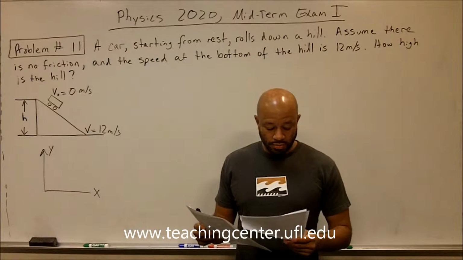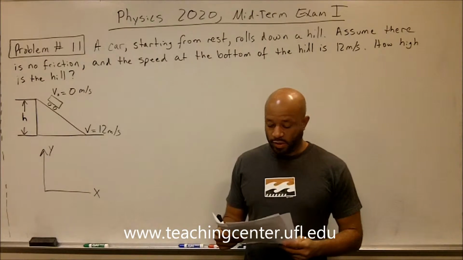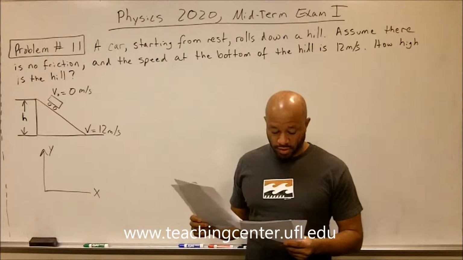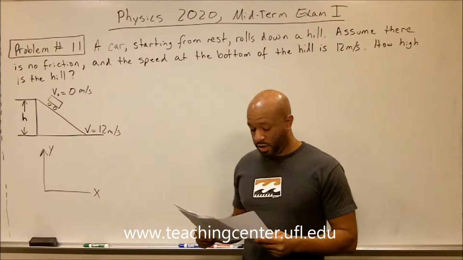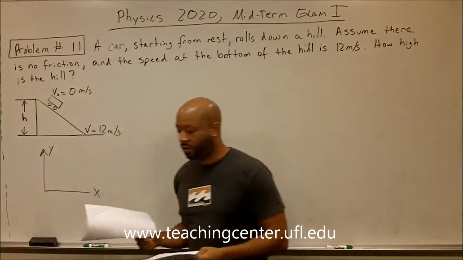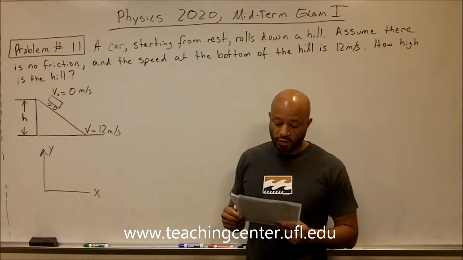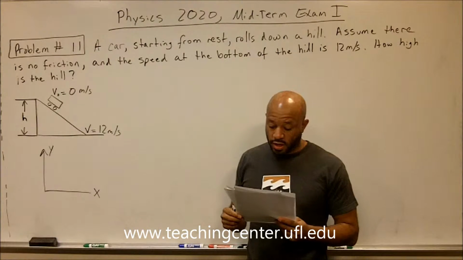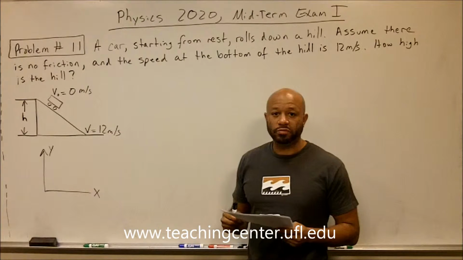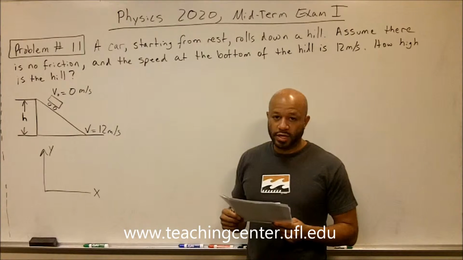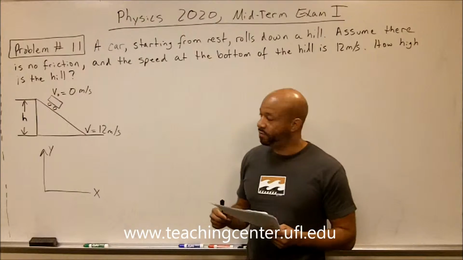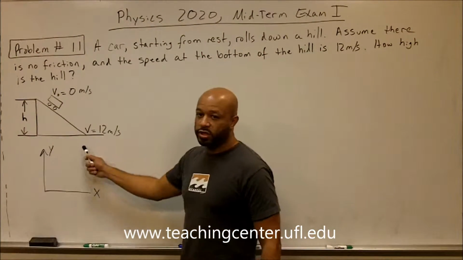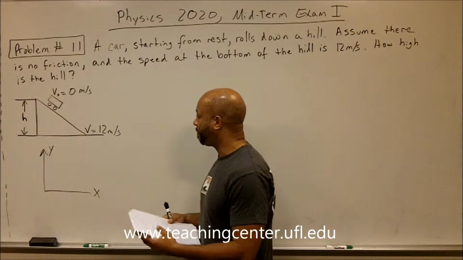So I'm going to work through problem number 11 for Physics 2020 Midterm Exam 1. And in this problem, it says that a car starting from rest rolls down a hill. Assume there is no friction, and the speed at the bottom of the hill is 12 meters per second. And it's asking you, how high is the hill? And so I've drawn a little illustration here of the problem statement.